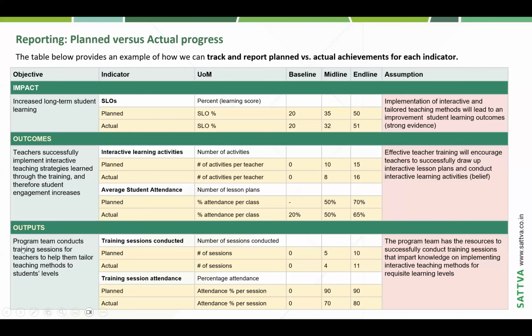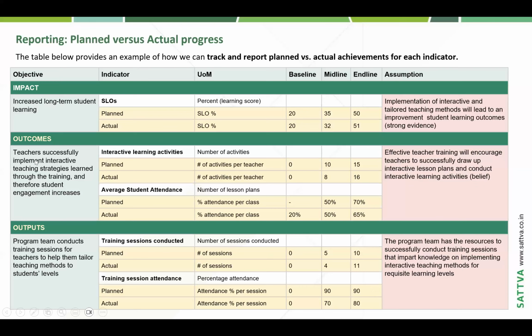So if you take a look at the output, you will find, because it's a program to improve students' learning outcomes, I may want to conduct training sessions both for teachers and for students. Okay. And maybe in the baseline I didn't conduct any training session, but I started putting the number of training sessions I conducted, based on planned and actual, and then what I need to do in the end line.